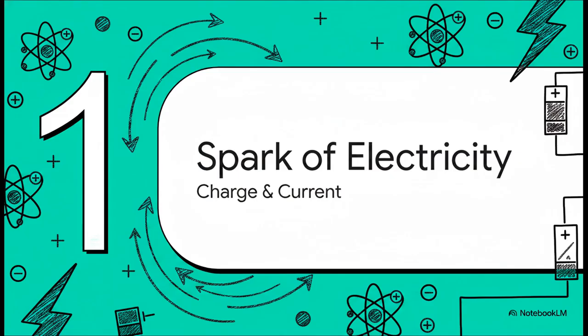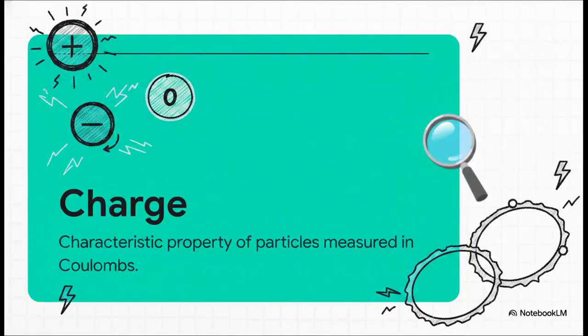Section 1, the spark of electricity. Charge, current, and potential. Everything starts with charge. It's literally the characteristic property of particles. You've got protons carrying a positive charge, electrons carrying a negative charge, and neutrons just hanging out neutrally in the middle. We measure this in coulombs, and this fundamental property of matter is the reason any electrical phenomenon exists at all. To put that into perspective, a single lightning bolt contains roughly 15 to 350 coulombs of charge. Without charge, literally nothing happens.